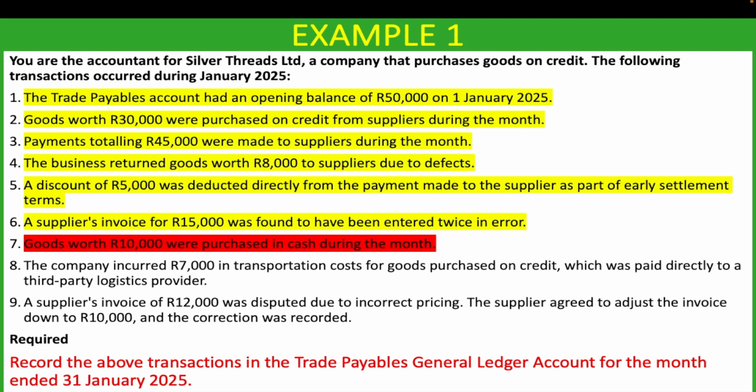Number 8, the company incurred 7,000 rand in transportation costs for goods purchased on credit, which was paid directly to a third-party logistics provider. Now, here's what I'm going to say.